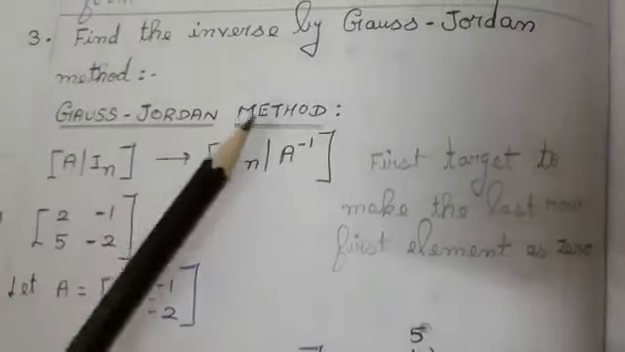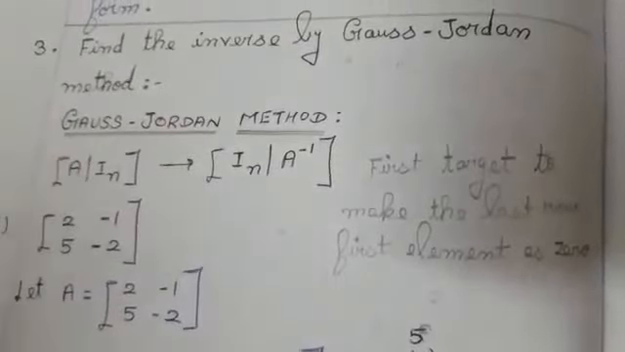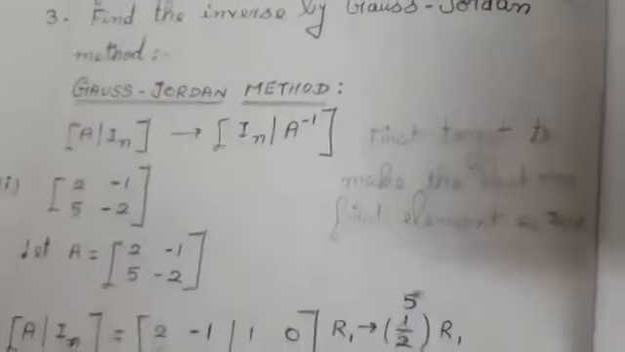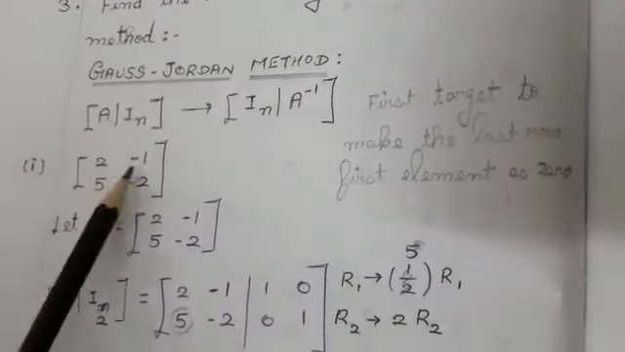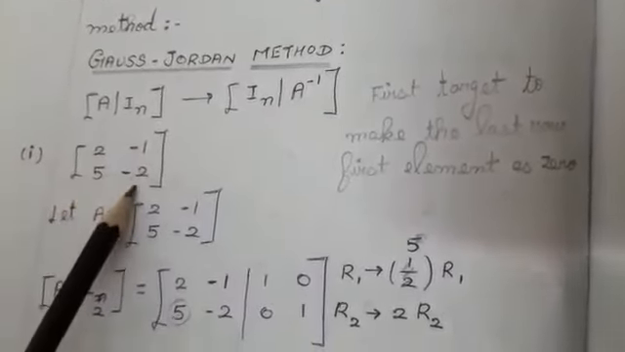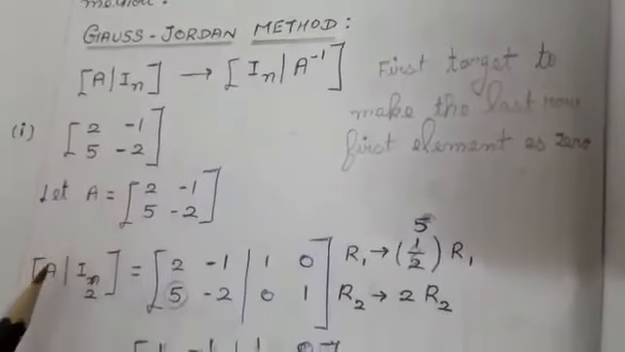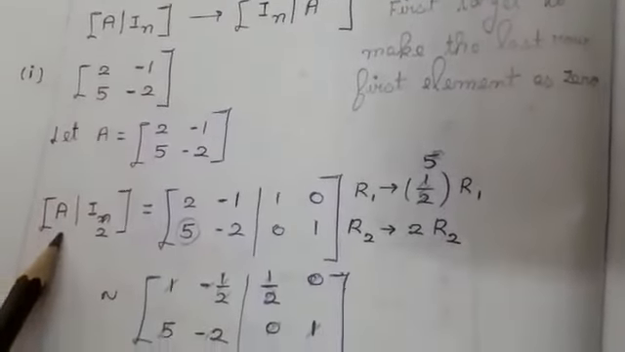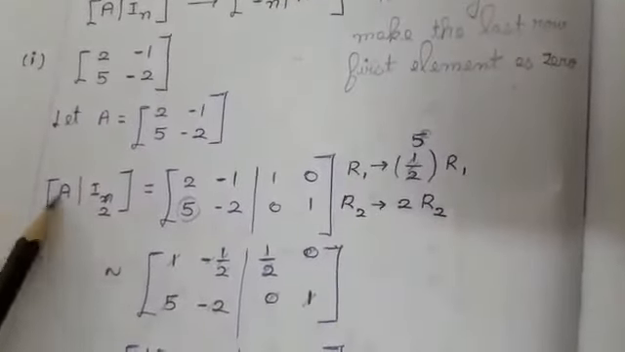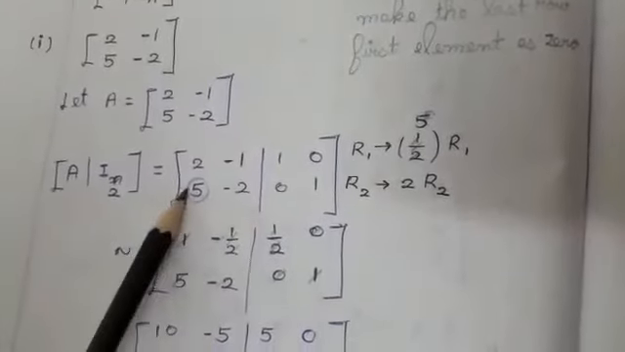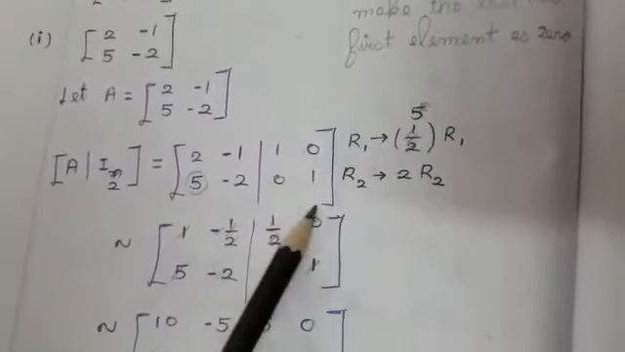Find the inverse by the Gauss-Jordan method. I am taking the question, students. 3-1. The first question is a 2 into 2 matrix, 2, minus 1, 5, minus 2. Just see, students. First I am taking an I2 model, that is, I am writing the question on the left hand side of the bar line and 1, 0, 0, 1.